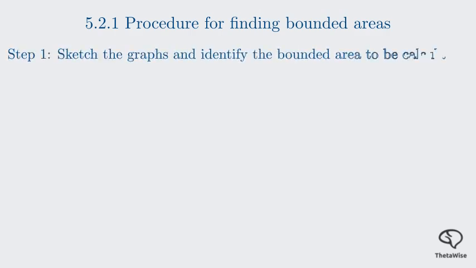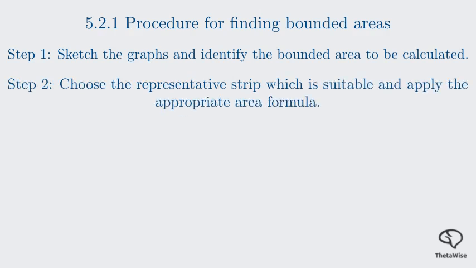Step 1. Always start by sketching the graphs. This visual representation is crucial for understanding the problem. Once you have your sketch, clearly identify the specific area you need to calculate. Step 2. Choose the representative strip that will simplify your calculation the most. This is often the key decision. Once chosen, you can apply the appropriate area formula. So step 1 is to draw it, and step 2 is to choose the best way to slice it.